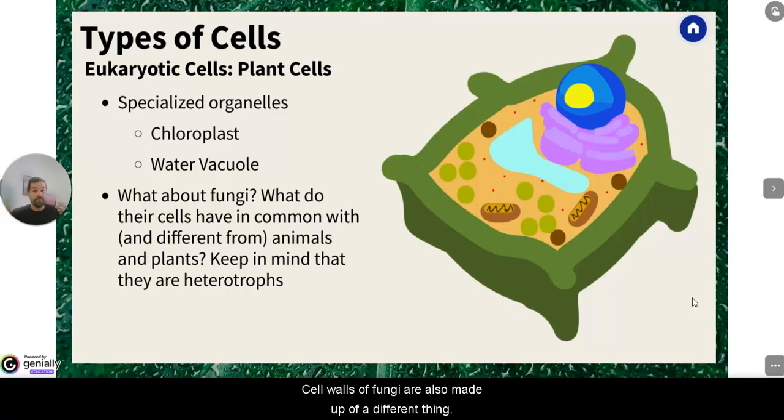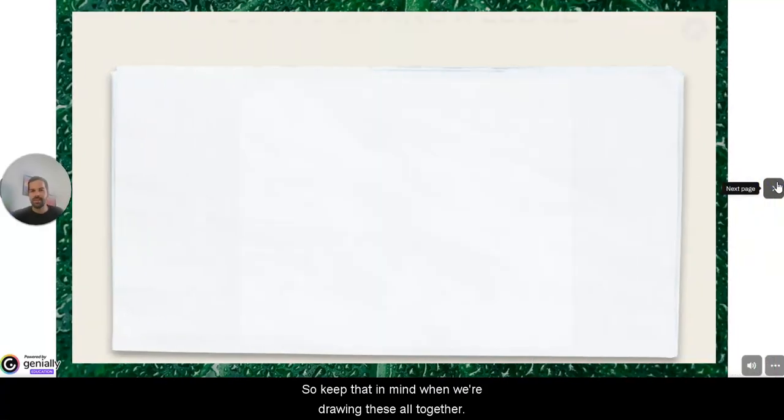The cell walls of fungi are also made up of a different thing. With plants, they're made up of cellulose primarily. With fungi, they're primarily made up of chitin, which is a similar kind of molecule to what the exoskeletons of bugs, arthropods, are made up of. So you have different things, but plants and fungi both have cell walls, but the fungi won't have the chloroplasts because they're not producing their own food through photosynthesis. So keep that in mind when we're drawing these all together.